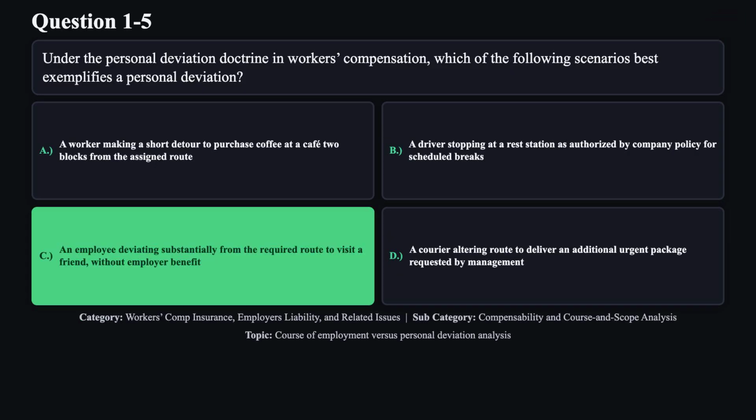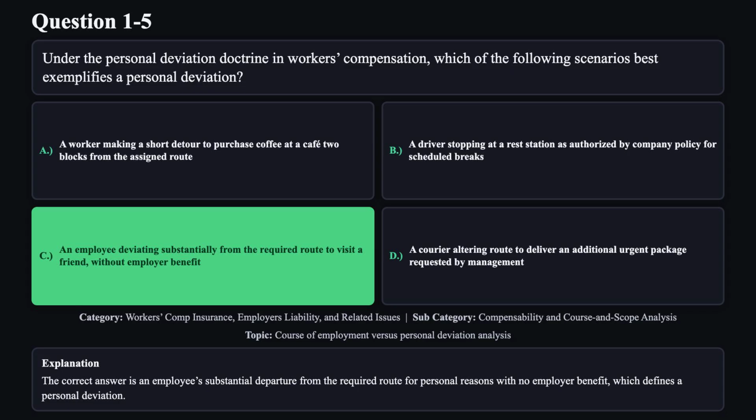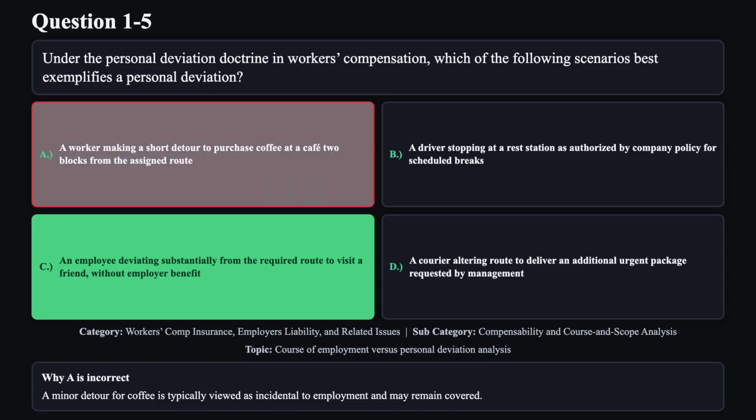The correct answer is C. The correct answer is an employee's substantial departure from the required route for personal reasons with no employer benefit, which defines a personal deviation. Reason A is not correct. A minor detour for coffee is typically viewed as incidental to employment and may remain covered.